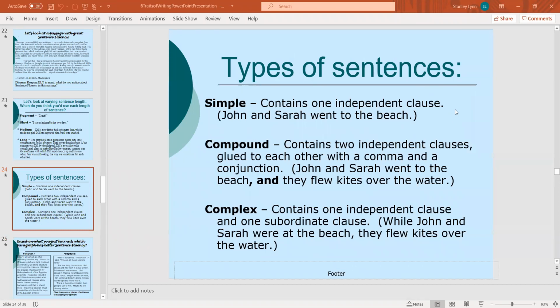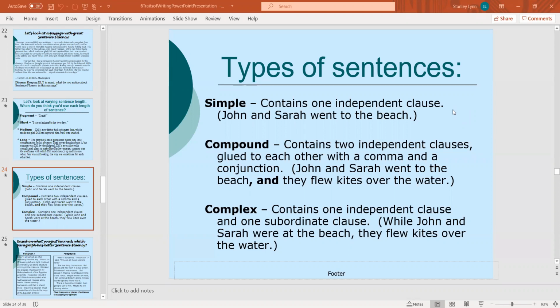Types of sentences. A simple sentence contains one independent clause. Example: John and Sarah went to the beach. That's a simple sentence. Compound contains 2 independent clauses glued to each other with a comma and a conjunction. John and Sarah went to the beach, comma, and conjunction, they flew kites over the water. And complex contains 1 independent clause and 1 subordinate clause. While John and Sarah were at the beach, comma, they flew kites over the water.